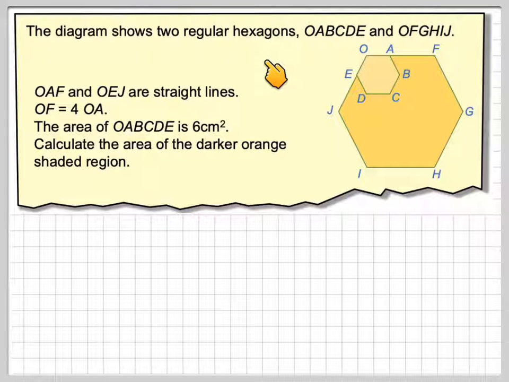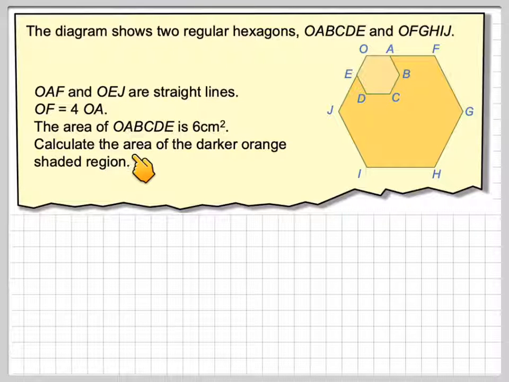Diagram shows two regular hexagons, O, A, B, C, D, E, which is the small one here, and O, F, G, H, I, J, which is the larger one. It says that OAF and OEJ are straight lines.